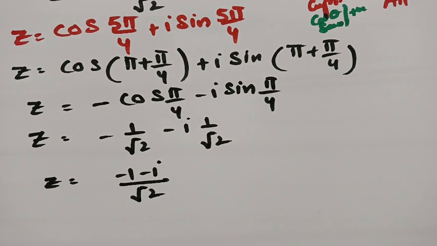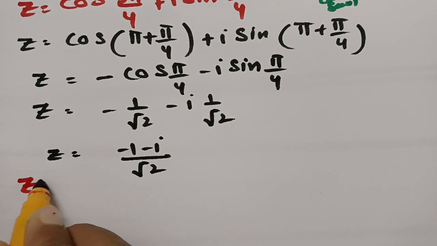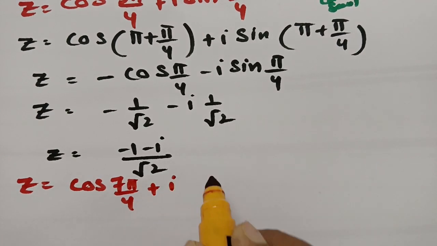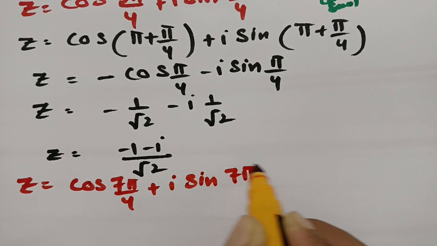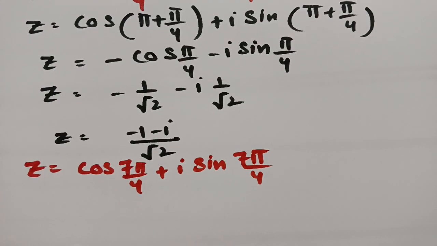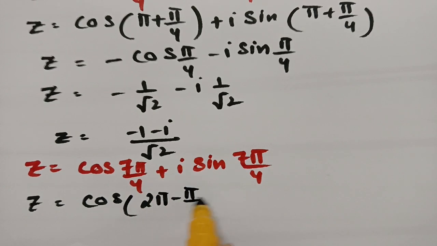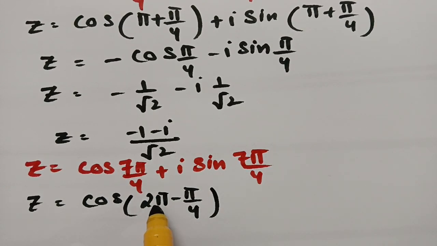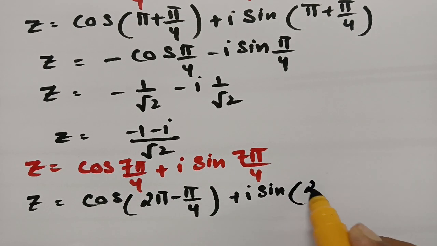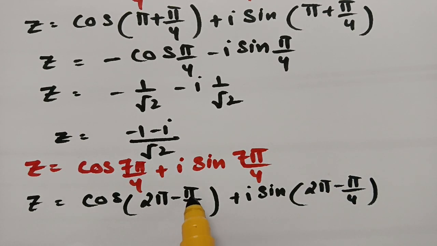So our z value is minus 1 minus i by root 2. And the next pole value is z equals cos 7 pi by 4 plus i sin 7 pi by 4. This 7 pi by 4 can be written as 2 pi minus pi by 4. Taking 4 as LCM, this will be 8 pi minus pi, again 7 pi. So z equals cos of 2 pi minus pi by 4 plus i sin of 2 pi minus pi by 4. Here 2 pi is 360 degrees minus theta.